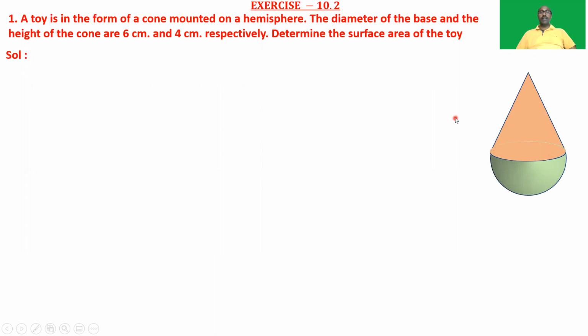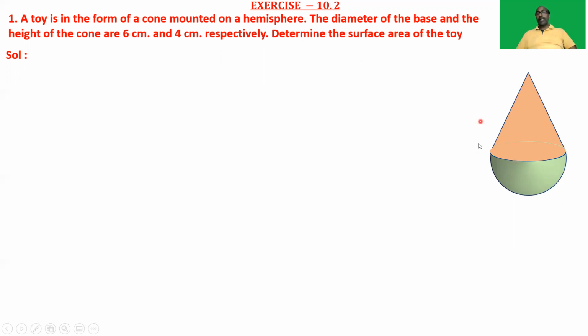So here the cone is mounted on a hemisphere, and it's given the diameter of the base and the height of the cone. Here the diameter of the base is the diameter of the hemisphere also, and it is given that the diameter of the base is 6 centimeters and the height of the cone is 4 centimeters. Now we have to determine the surface area of this toy.